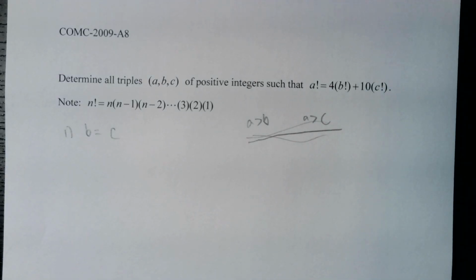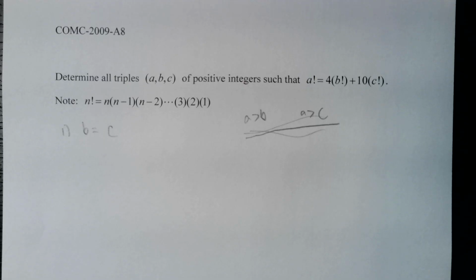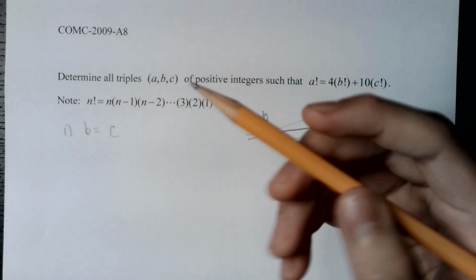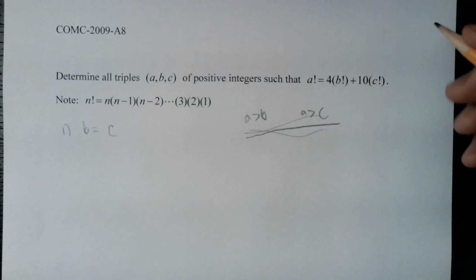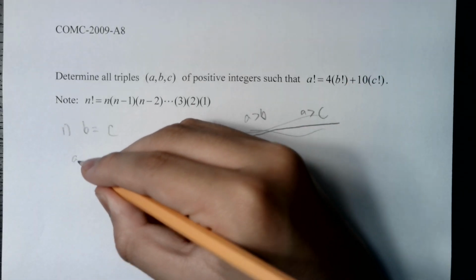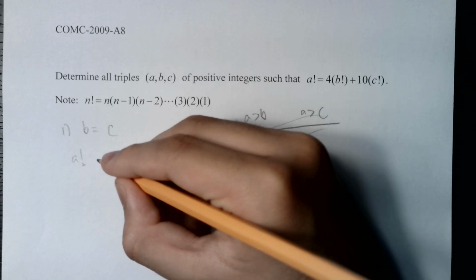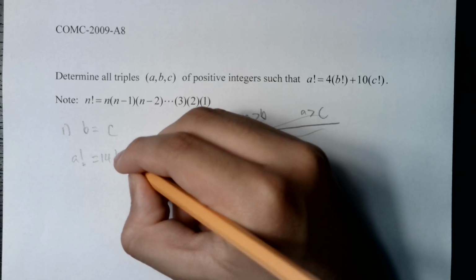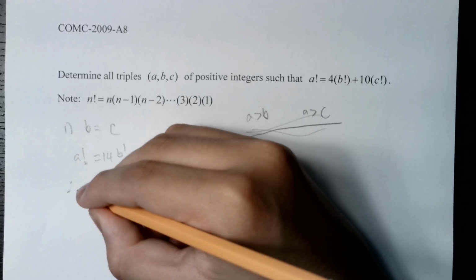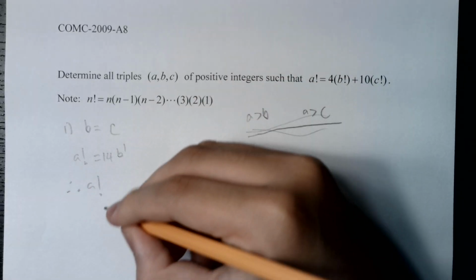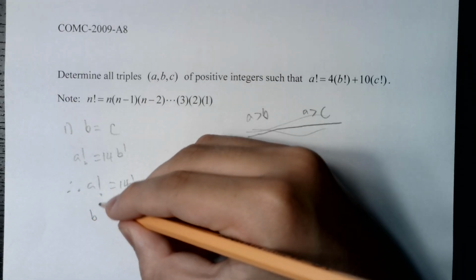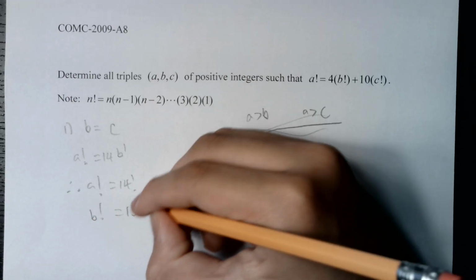So going back to the casework here, let's say b is equal to c. Now, since we have b equal to c, let's just plug this into the equation. Let's get rid of c and replace it with b. We receive a factorial is equal to 14 times b factorial. And this means that a factorial is going to have to be equal to 14 factorial, and that b factorial is going to have to be equal to 13 factorial.